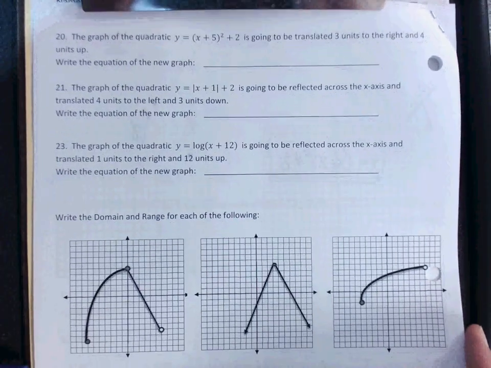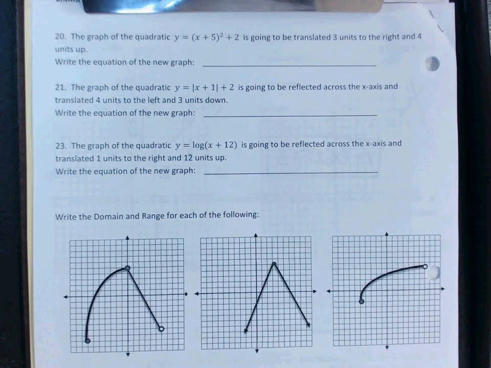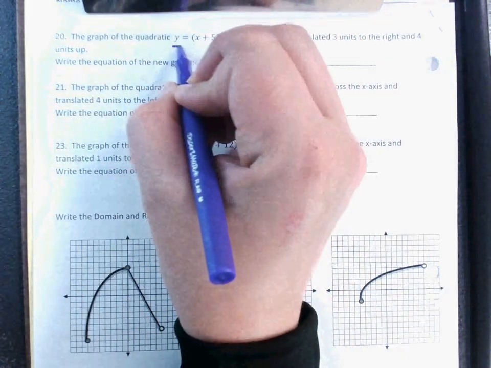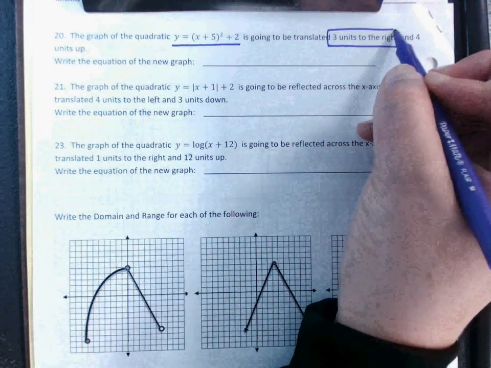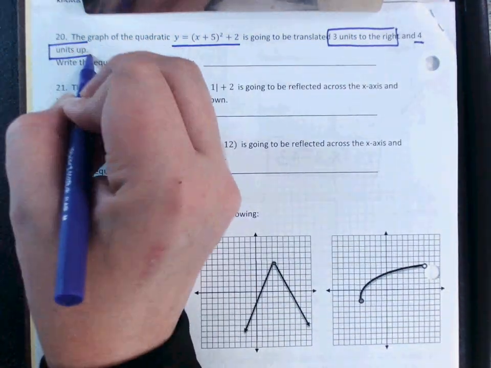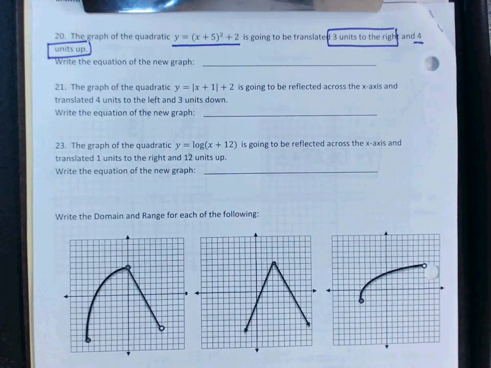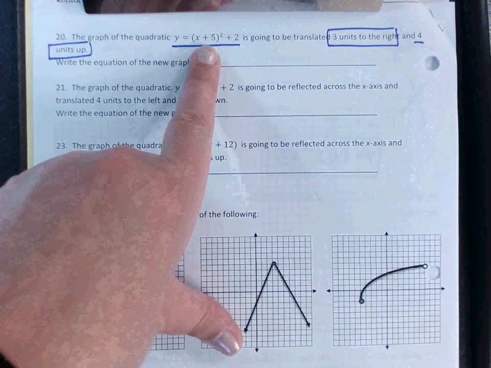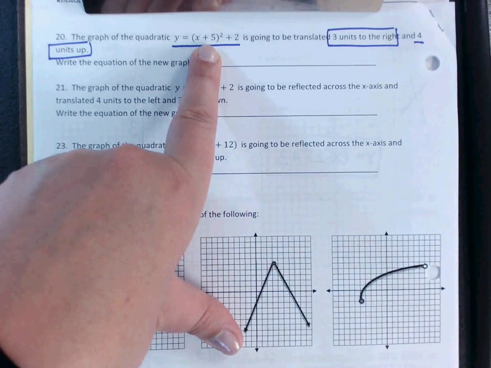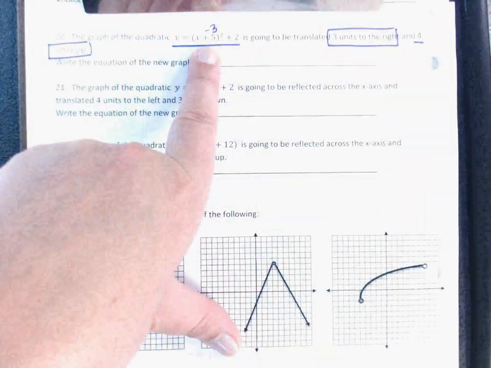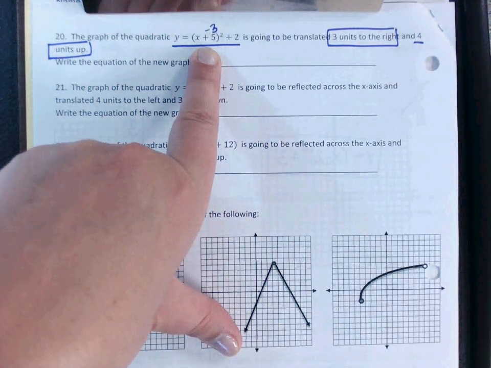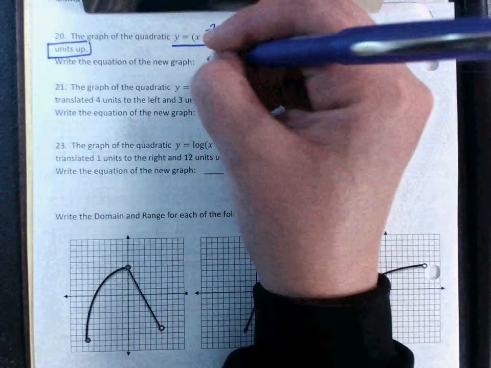Okay, last page, let's do number 20. The graph of the quadratic, right here, is going to be translated 3 to the right and 4 units up. If I want to go 3 to the right, which number am I going to change? The 5. What am I going to do to it? Add 3 or subtract 3? Subtract 3, because remember, it's always the opposite. So if it was a 5 and I take away 3, where is it at now? 2.